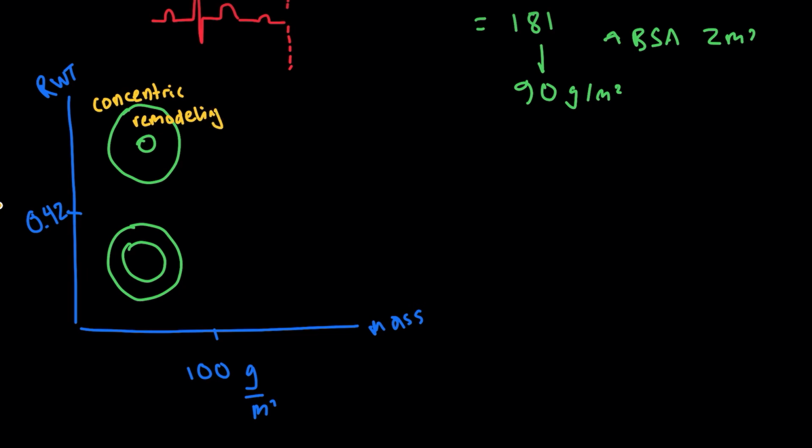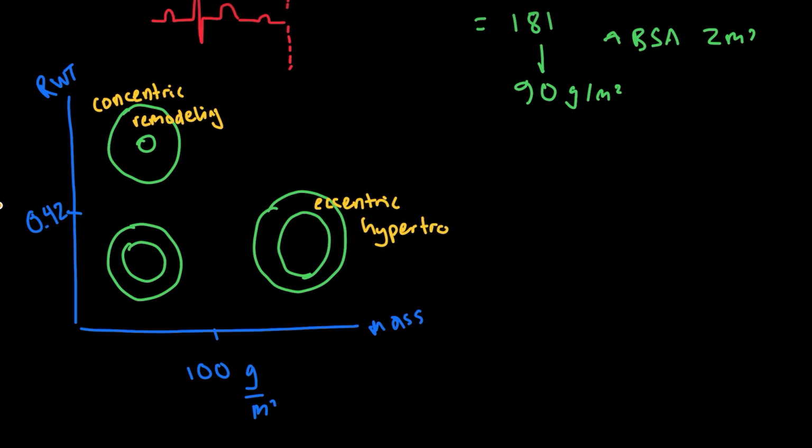Now what if the actual mass of the heart is large? So you have a larger heart here, but the walls are not too thick. The relative wall thickness is less than 0.42. Well, that we would call eccentric hypertrophy. It is hypertrophied, but it's considered eccentric hypertrophy.